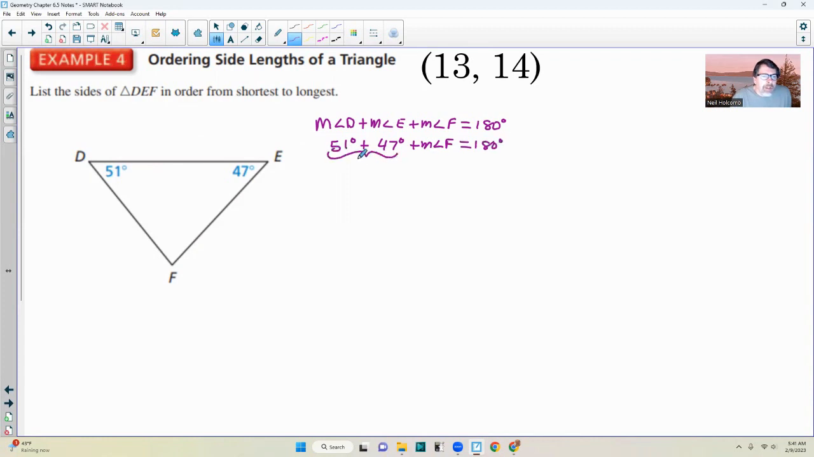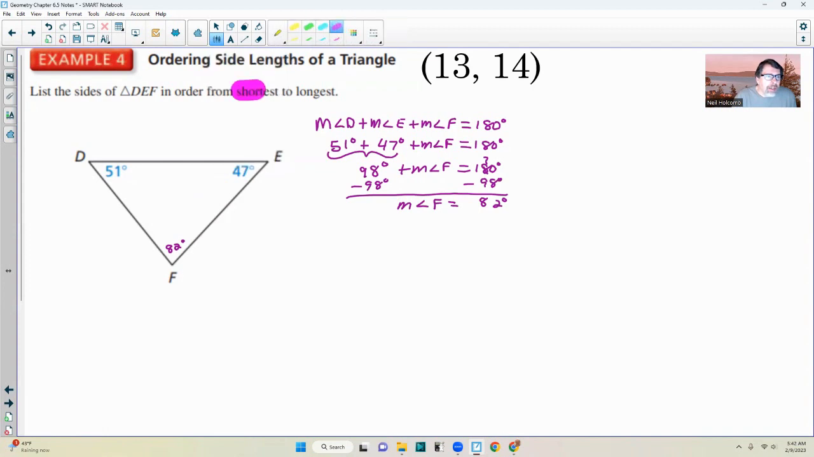Combine like terms: 7 plus 1 is 8, 5 plus 4 is 9. So 98 plus the measure of angle F equals 180 degrees. Subtract 98 from both sides, and we get the measure of angle F equals 82 degrees. So by the triangle sum theorem, we found F, and now we can list them from shortest to longest. Angle D is 51, E is 47, F is 82.